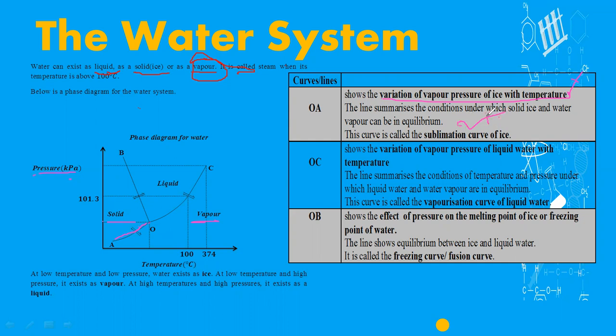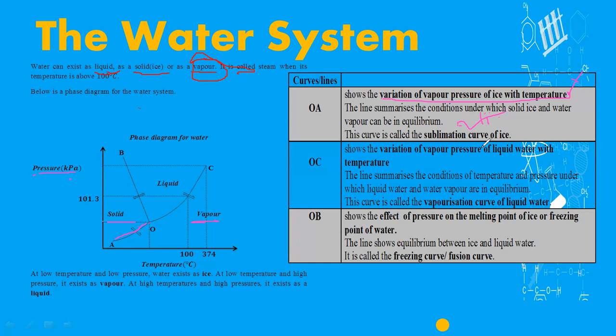Why are we calling it the sublimation curve of ice? Because it is an equilibrium between solid and vapor water, which is ice. The change from vapor to solid is sublimation. The change from solid to vapor is also sublimation. So that equilibrium shows sublimation. That's why we are calling it the sublimation curve of ice. Is that clear?